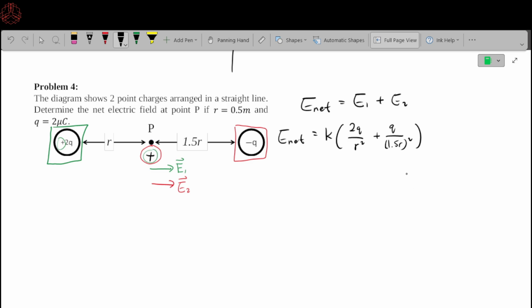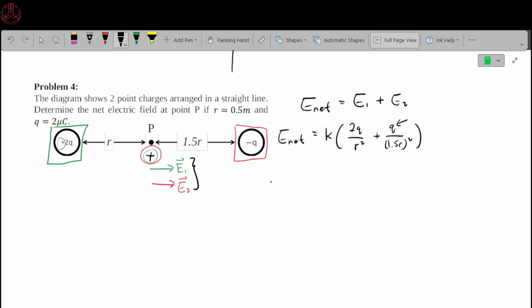I would like to point out that I did not put a negative sign there, because the negative and positive sign simply tells us the direction. Because I have already considered the direction here, I no longer need to do that again when I calculate it.